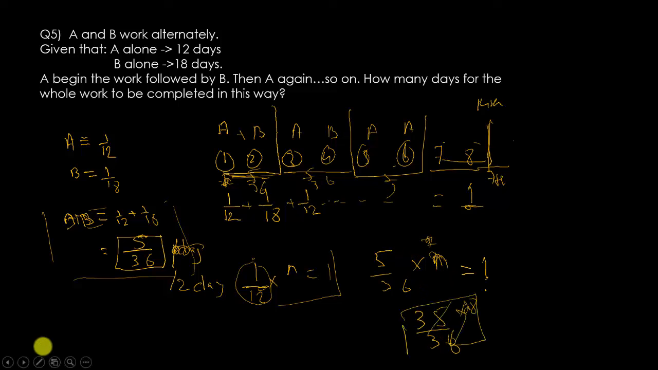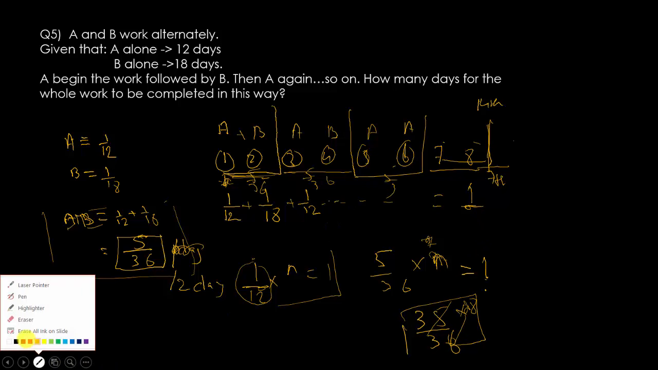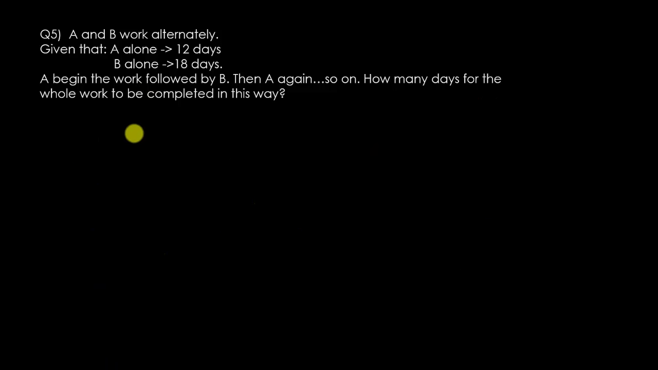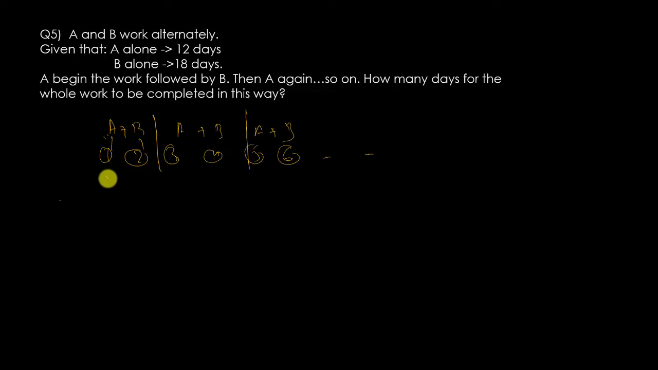So I will clear this because it might get messed up if I try to explain like this. So this was the scenario. Day 1, day 2, day 3, 4, 5, 6, likewise. Every 2 days the work was A plus B's. A contributed here, B, A plus B's and A plus B's. We got 5 by 36 as the 2 days' work, right? So we found out that after the seventh iteration, after 14 days, we got 35 by 36 of the work completed.